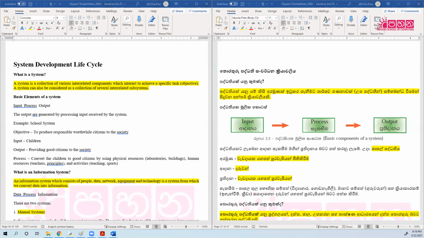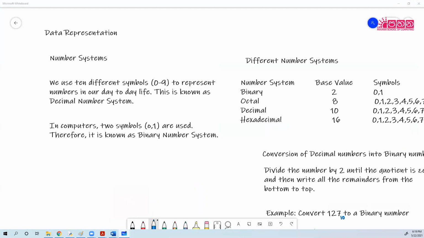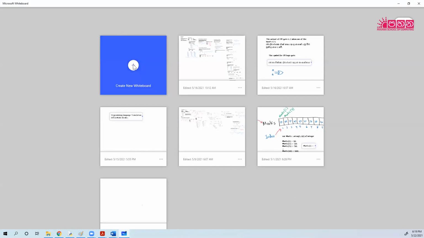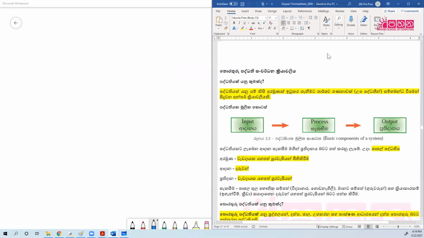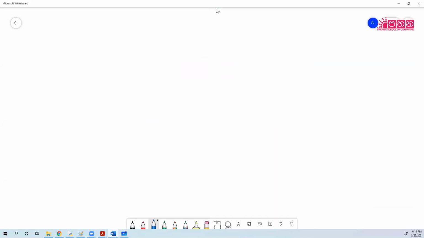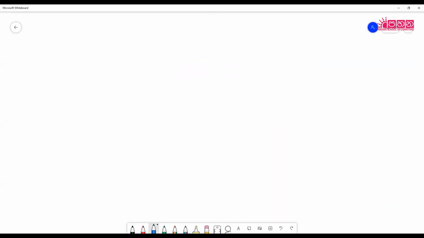Right, so let me start with the whiteboard, so you will be getting the notes, so you don't have to remember this. So let me create new. So the topic is, as I told you earlier, we can say system development life cycle.